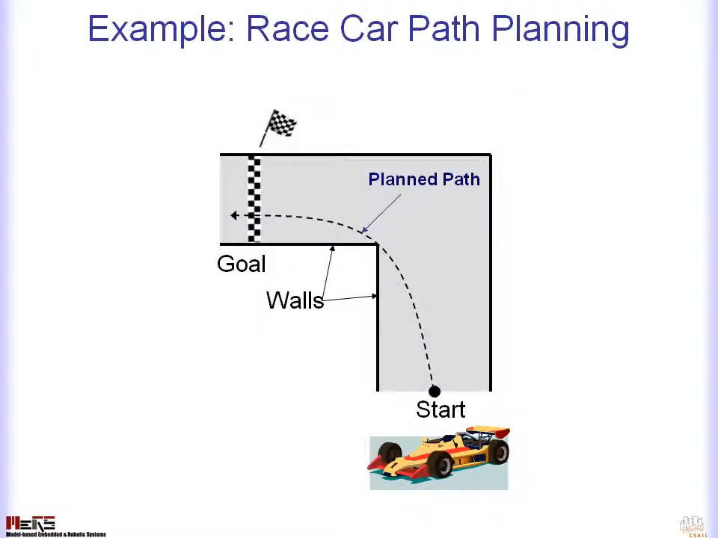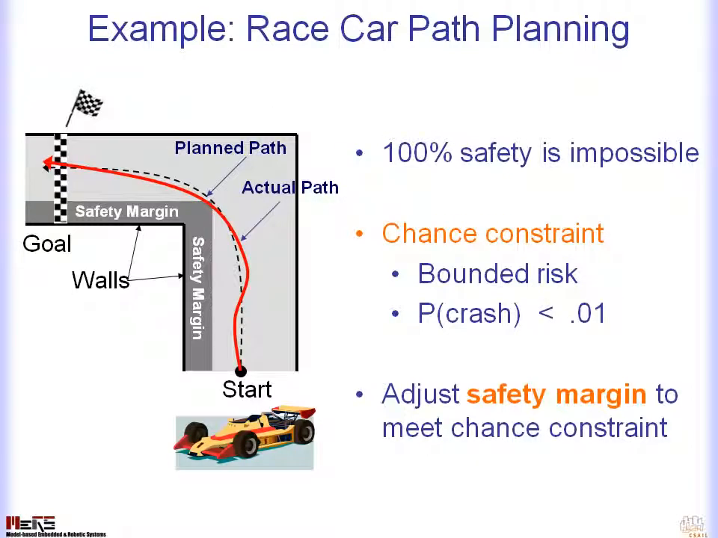Take race car driving, for example. The race car driver wants to get to the finish line quickly and safely without crashing into a wall. However, uncertainties such as road condition may cause the actual path to be different from the planned path. To minimize the distance to the finish line and guarantee that the probability of crashing is less than some acceptable level of risk, say 0.01%, the driver could set a safety margin that guarantees this risk bound and plan a path outside of that safety margin.